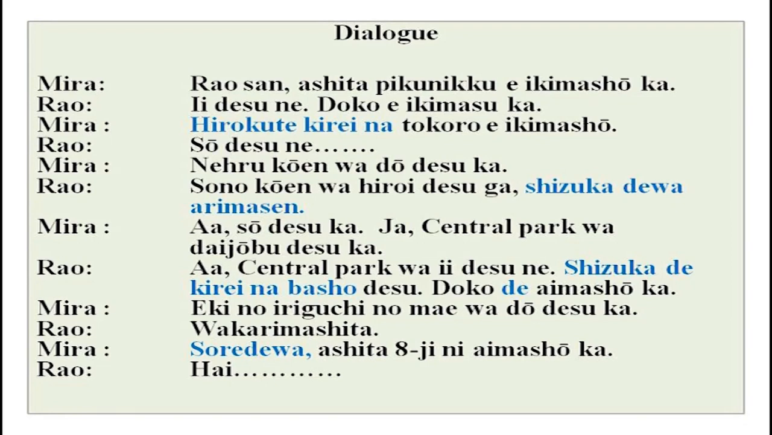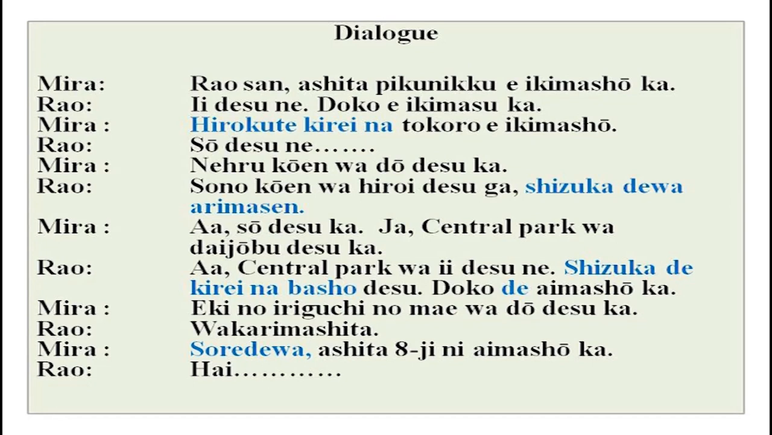Mira-san and Rao-san. Rao-san, ashita picnic e ikimashou ka? Ii desu ne. Doko e ikimasu ka? Hirokute kirei na tokoro e ikimashou. Sou desu ne. Nehru koen wa dou desu ka? Sono koen wa hiroi desu ga, shizuka dewa arimasen. Ah, sou desu ka. Ja, Central Park wa daijoubu desu ka? Ah, Central Park wa ii desu ne. Shizuka de kirei na basho desu. Doko de aimashou ka? Eki no iriguchi no mae wa dou desu ka? Wakarimashita. Sore dewa ashita 8 ji ni aimashou ka?